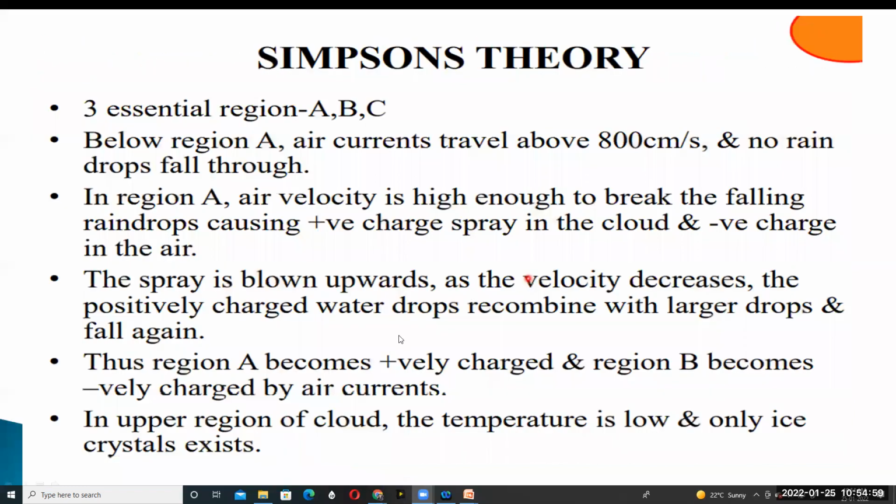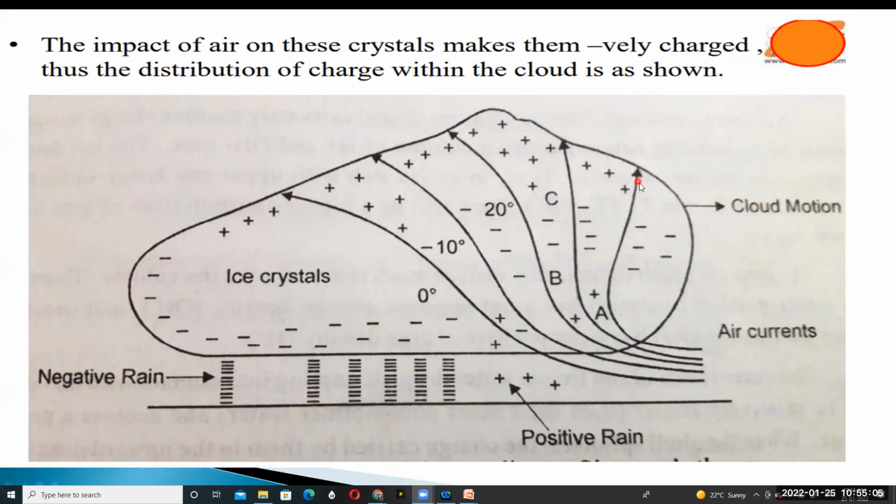Right. So in the upper region of the cloud, the temperature is low. The temperature is very, very less. In region A it is only 0 degrees Celsius, so only raindrops are present in this region A. In regions B and C, the temperatures are minus 10 degrees and minus 20 degrees.